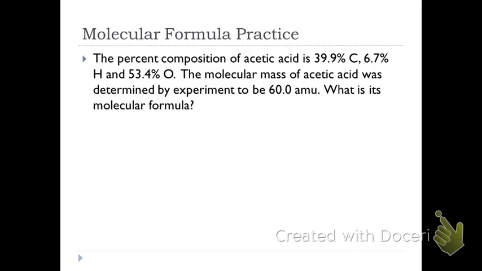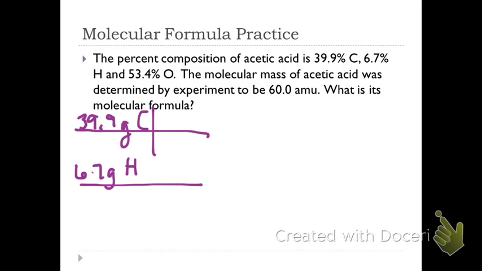The percent composition of acetic acid is 39.9% carbon, 6.7% hydrogen, and 53.4% oxygen. The molecular mass of acetic acid was determined by experiment to be 60 atomic mass units. What is its molecular formula? Do you have the empirical? Unfortunately, you do not. That means you start by converting the percents to grams. So 39.9 grams carbon, 6.7 grams hydrogen, 53.4 grams oxygen.